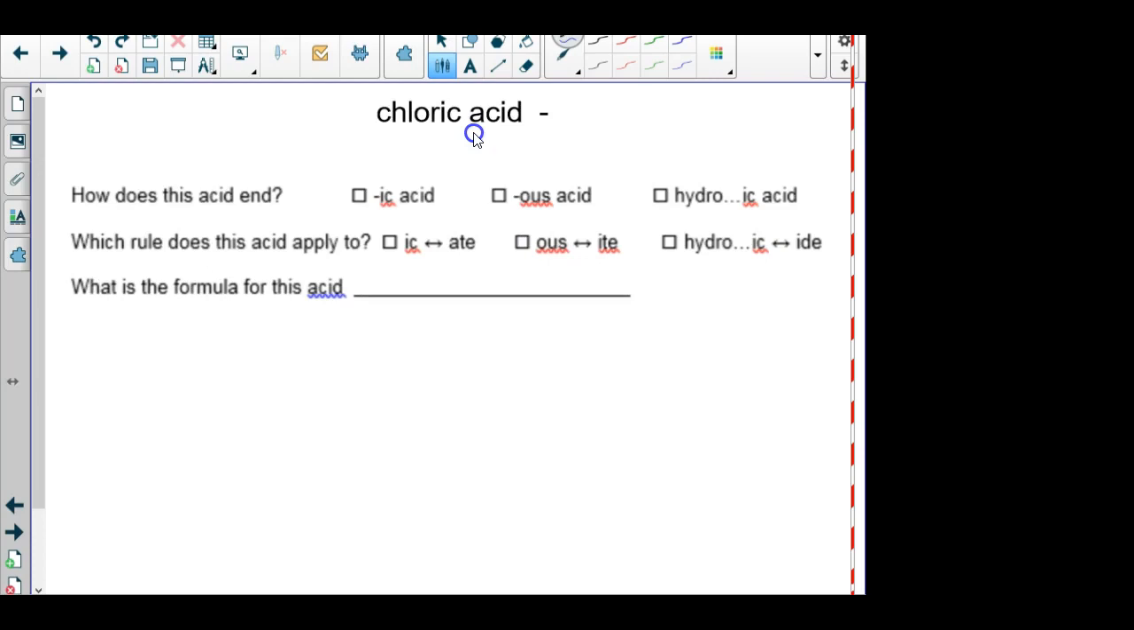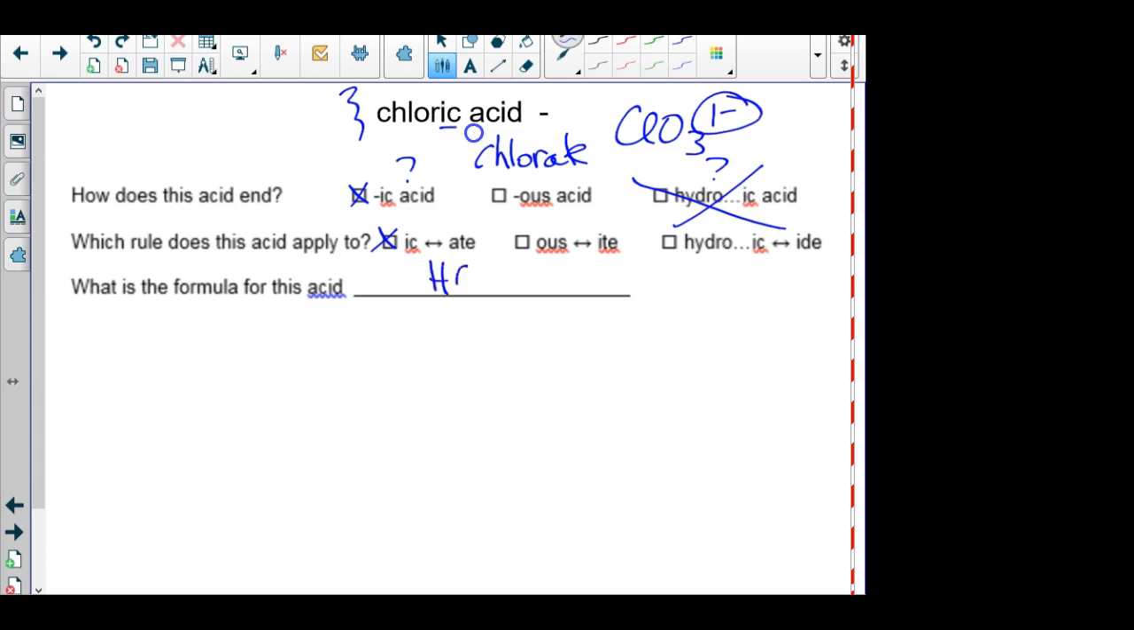Okay, we have an ic. So is it this ic, or is it this ic? Because both end in ic. I do not see hydro here, so it is not hydro, it's plain old ic. So that must mean this comes from chlorate, because ic and ate go together. Chlorate is ClO3 1-. There's a -1 right here, so HClO3 would be the formula. 1 H because I have a -1 charge on the ion.